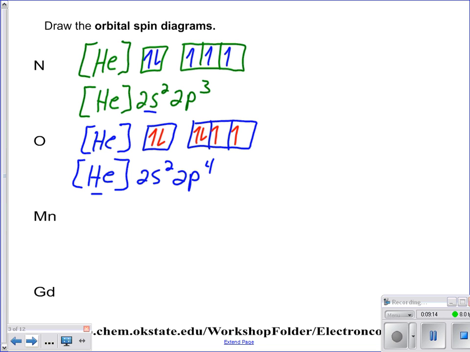Okay, manganese. Getting a little tougher now. We're looking at number 25. Most recent noble gas is argon.